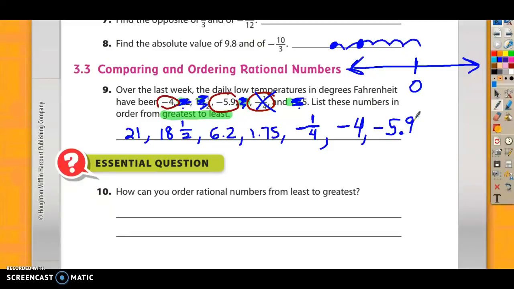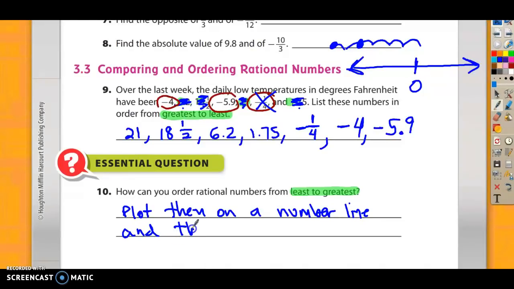All right, one more question. How can you order rational numbers from least to greatest? My favorite way to do this is to plot them on a number line. And then list them, or I guess it would be read them. I don't know if it's list them or read them. And then read. I spelled read wrong. From left to right.